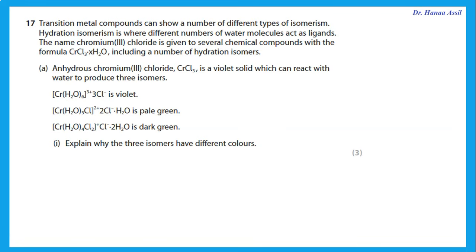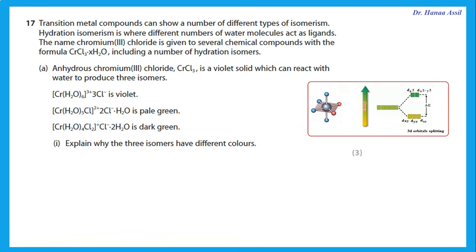Anhydrous chromium 3 chloride is violet, which can react with water to form either the one with 1 water, that is a pale green, and another one with 2 waters of crystallization, that is dark green. First question says, explain why the different isomers have different colors. Remember, if we have different ligands, the compound has different colors. Why is that?